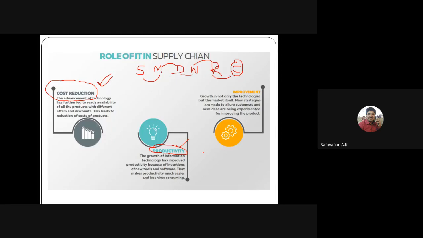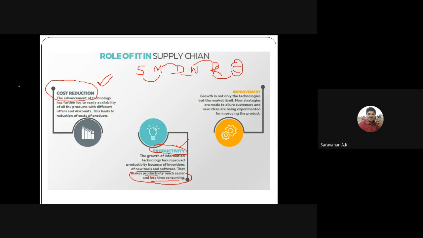So it will be showing the details about the barcode on the product, right? So the productivity, right? The IT tools and software will give the details about the product. So it will help to make the productivity much easier and less time consuming, right? So that is called the productivity here.